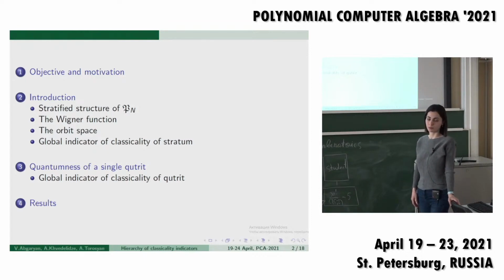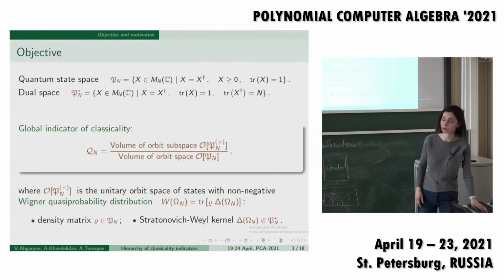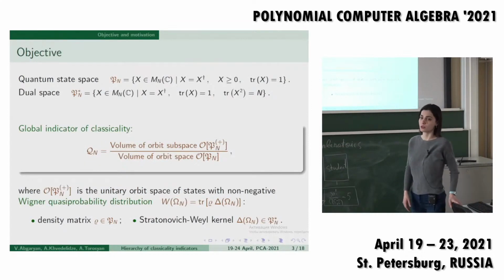Then I will speak a bit about the Wigner function. Then we'll give some definitions of the orbit space, and finally move to the notion of the global indicator of classicality, and we'll exemplify that big theory with an example of a three-level system, a qutrit. So let's move forward. On this slide you can see the main notions that I will use today.